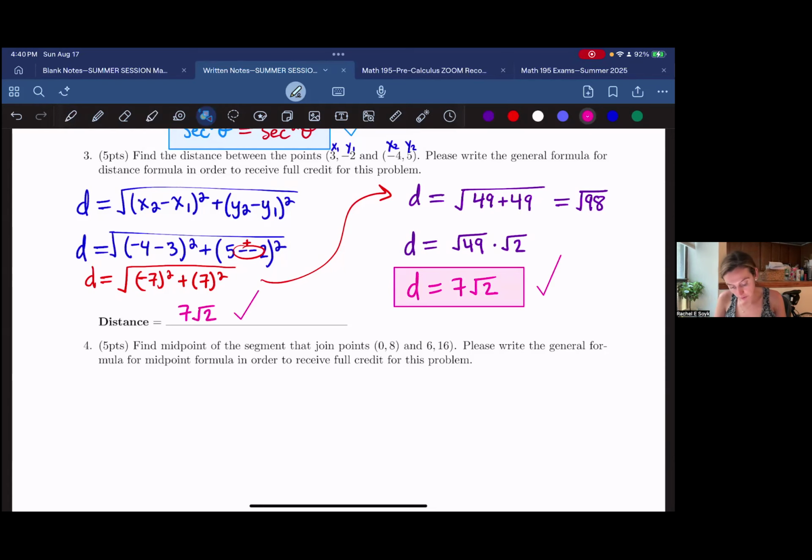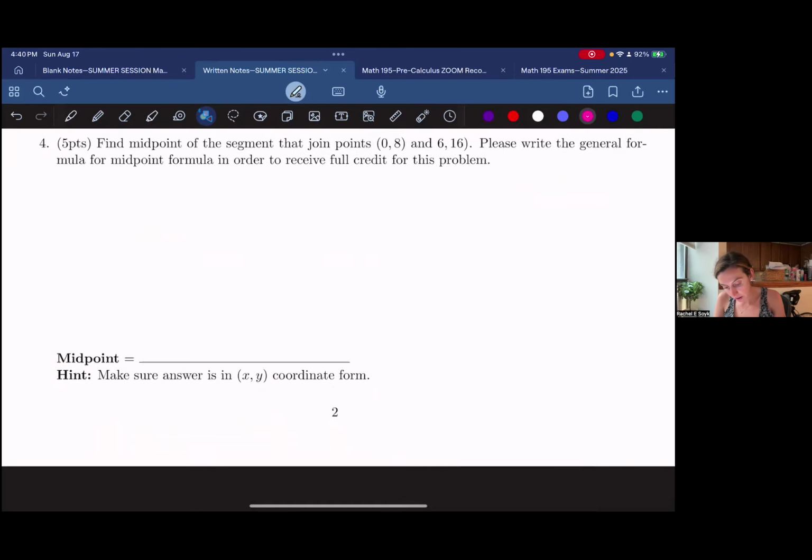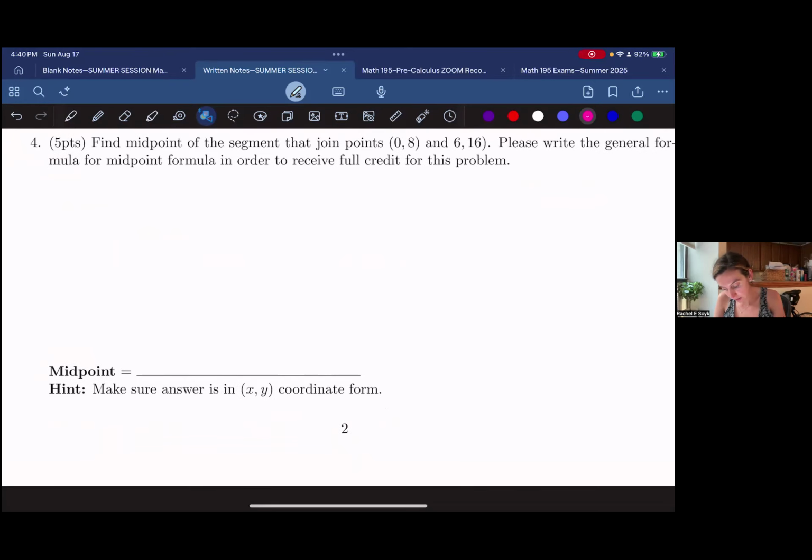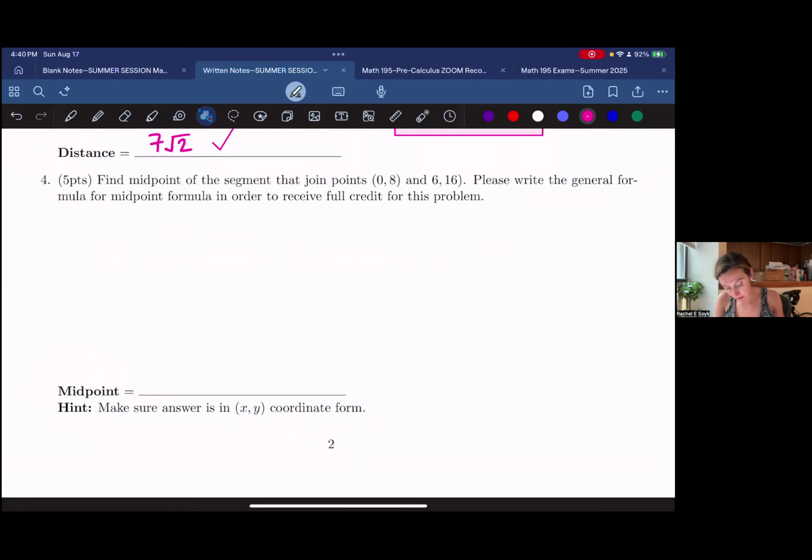Finally, we're on our question 4, which is asking us to find the midpoint of this segment, and they give us the coordinate points. Again, in order to get full credit for this question, we need to write the general midpoint formula, which is this side notation of M in parentheses x comma y. You don't have to use that. I just personally like to use it. I have that capital M to be like the midpoint, and then it's in our XY coordinate format. But this right-hand side, you do need it like this.